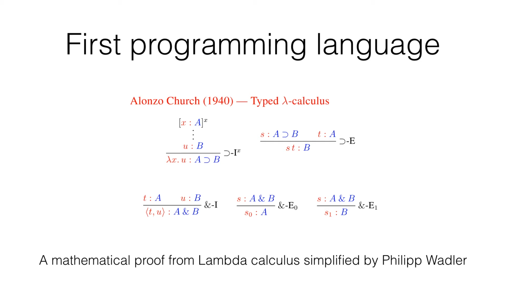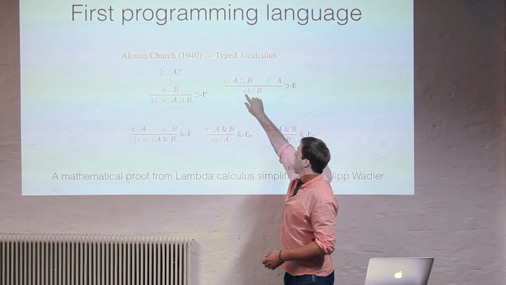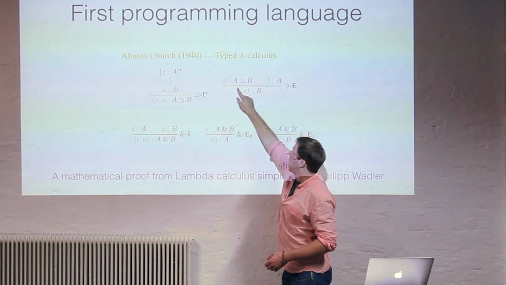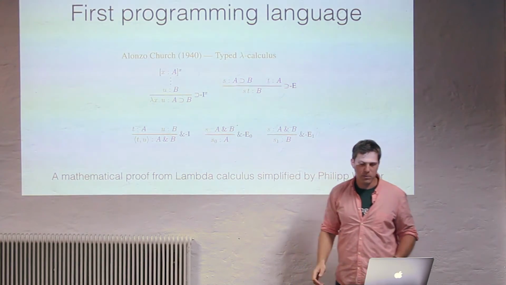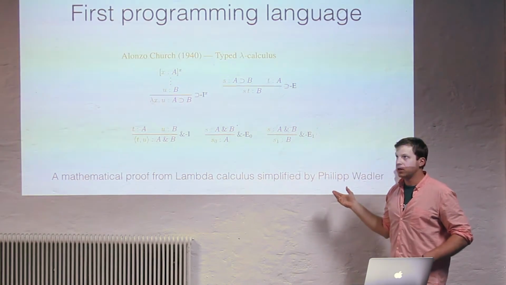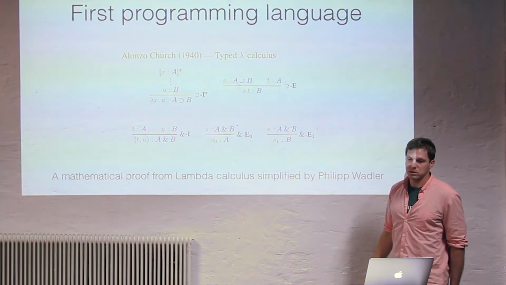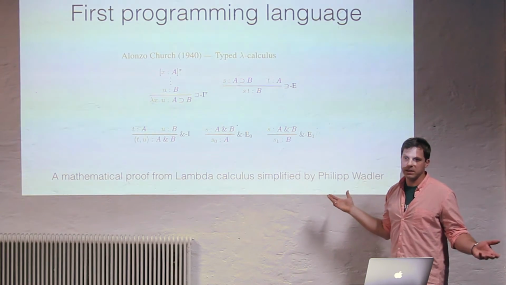This is type A. This is type B. So S is a function that takes type A and returns type B. For example, takes an integer and returns a string. And S applied to T, so this function applied to this type, will give you type B. Looks very, very familiar. You could say that this was actually the first programming language in the world, and this was basically 10 years before computers.